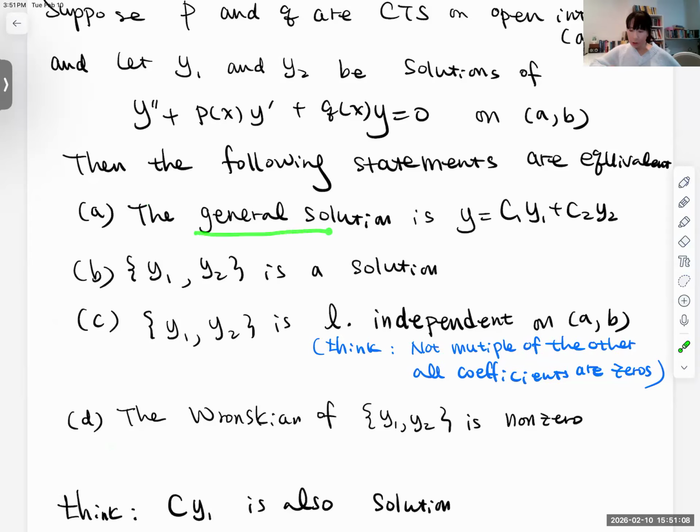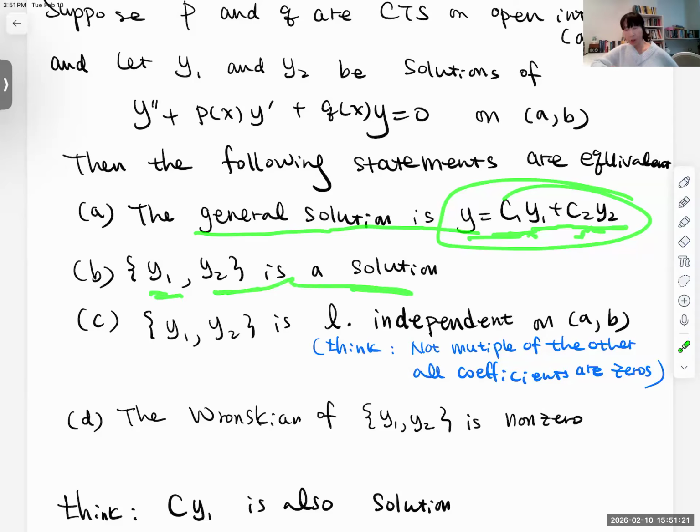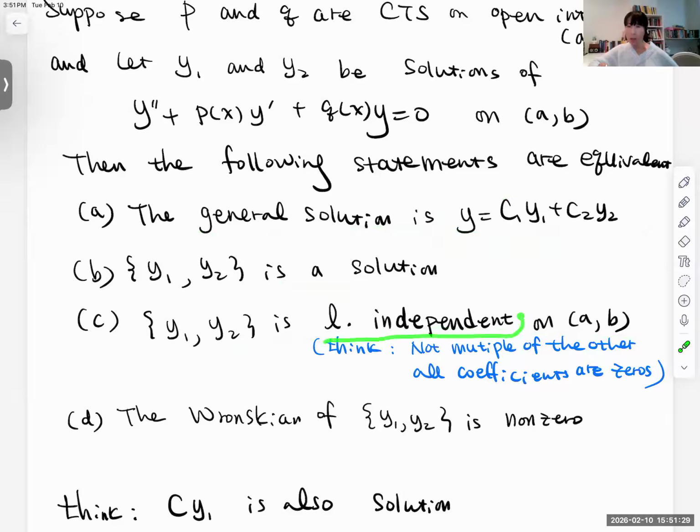We have a general solution y equal to c sub 1 y sub 1 plus c sub 2 y sub 2. We just had that, right? And y sub 1, y sub 2 is a solution. And y sub 1, y sub 2 is linearly independent on (a, b). We had linear independence from the linear algebra course, and now in differential equations. So not a multiple of the other; all coefficients are zeros.